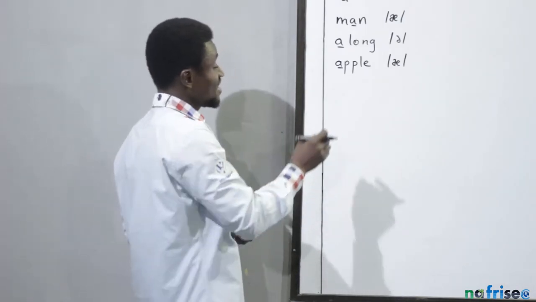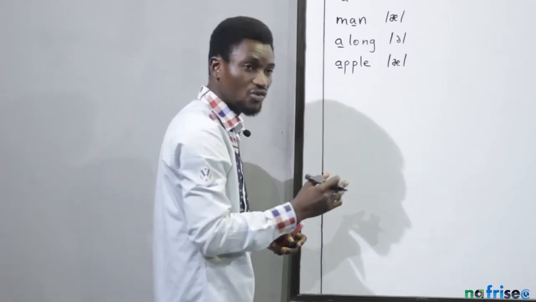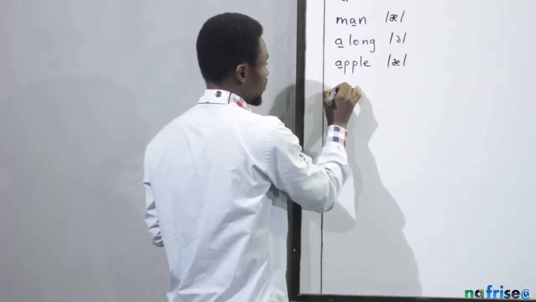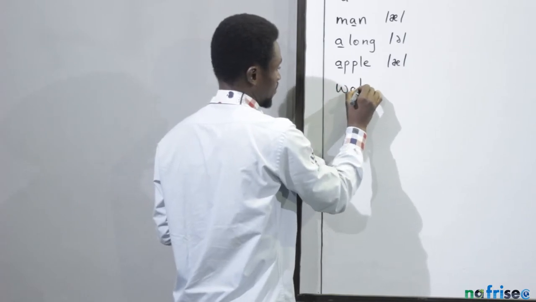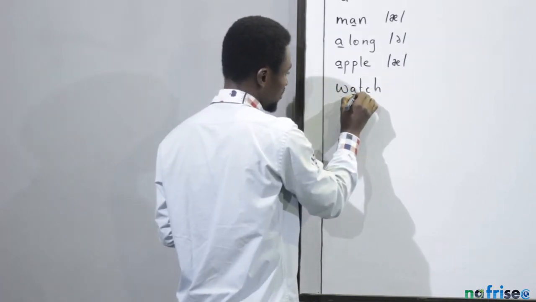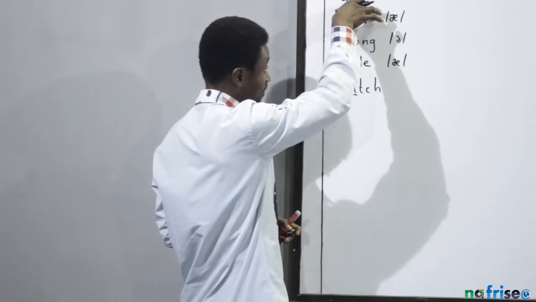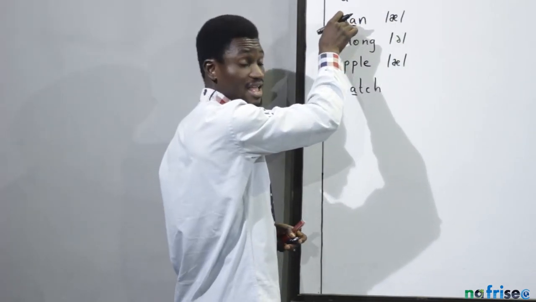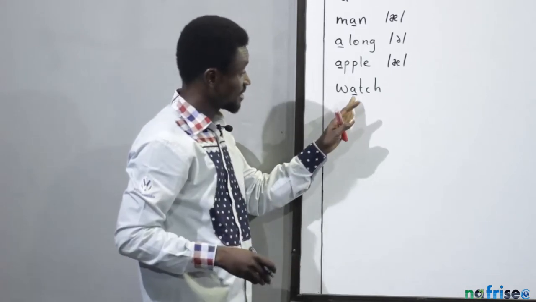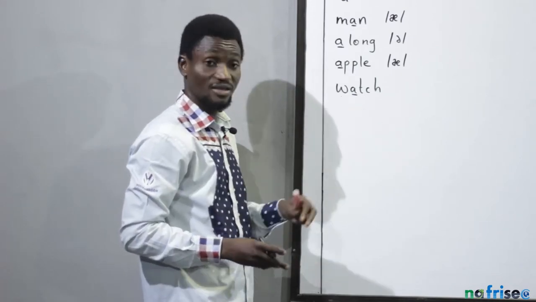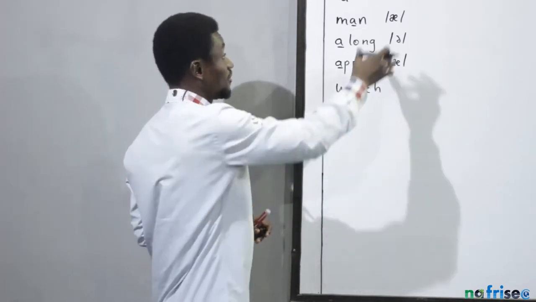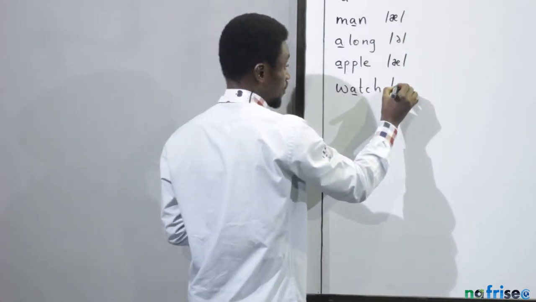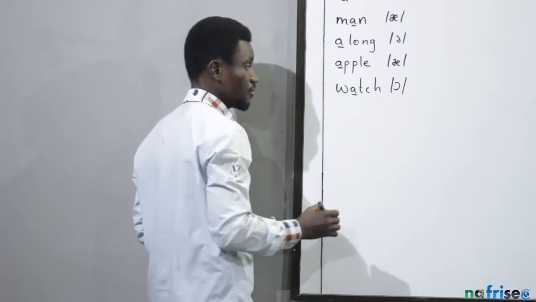Now, if this letter A is preceded by the letter W, for instance, you've got this. Even though it's in the middle of the word like this, you can see that it's the letter W that is preceding the letter A here. In this case, the letter A is not going to produce this sound, even though it's in the middle. It's going to produce another sound, O: wash.